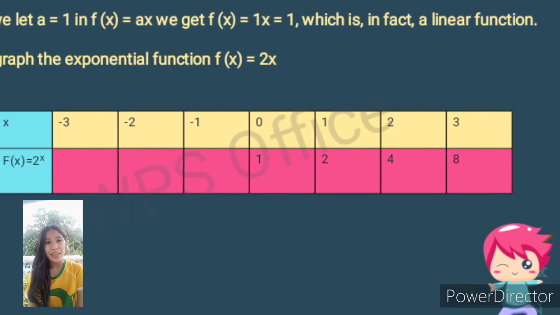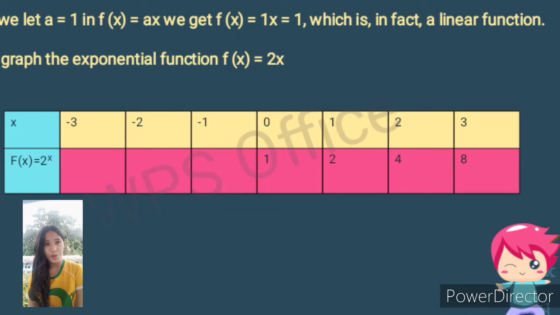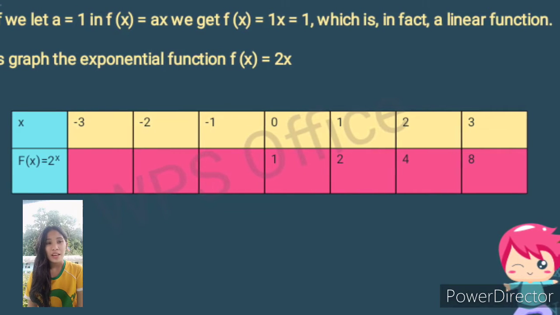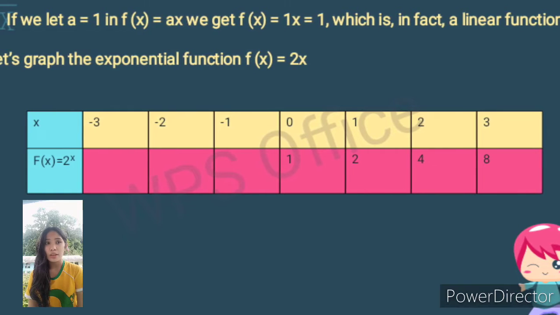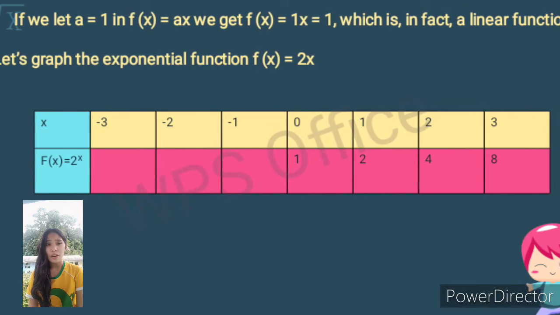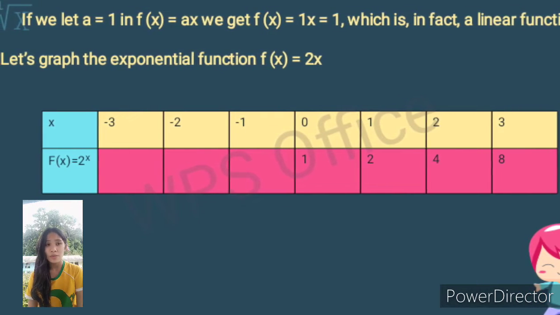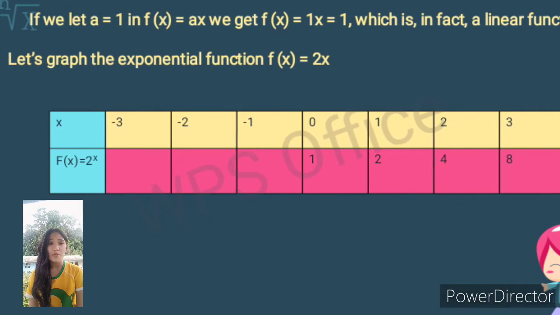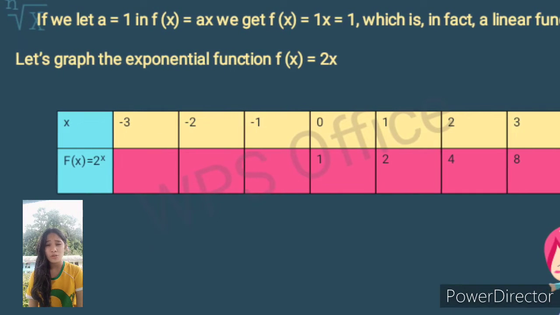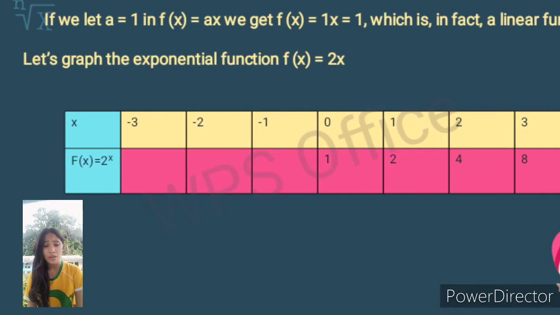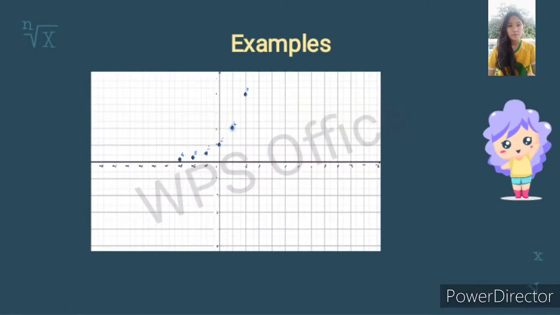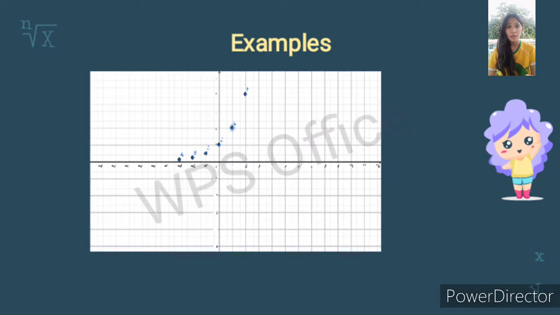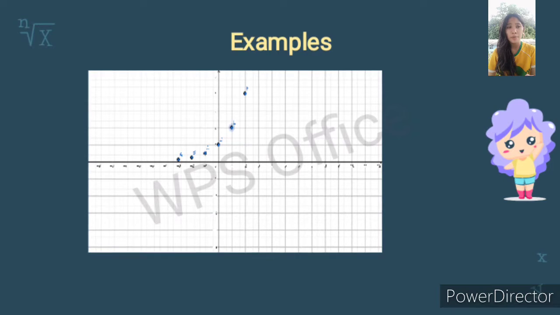If we let a equal 1 and f of x equal a raised to x, we get f of x equals 1 raised to x equals 1, which is in fact a constant function. So let's graph the exponential function f of x equals 2 raised to x by substituting values of x to get the value of y. As you can see in the graph, we agree that the exponential function base is never number 1.